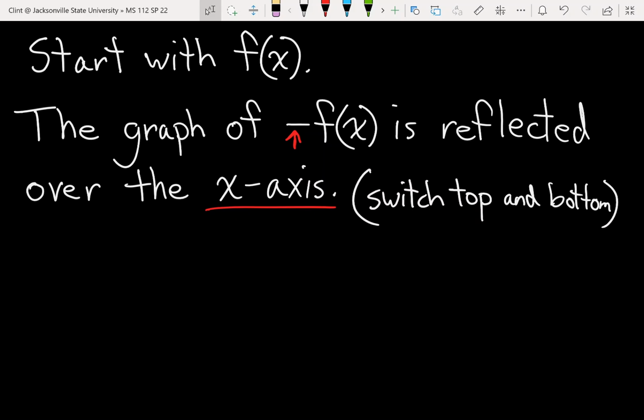And if you try to think your way through that, that's really not all that bad, because if we were getting a positive value for f of x, then when we put the minus sign out, that means we have a negative value. So it changes what we were getting as a positive y to a negative y. So it flips top and bottom. If we were getting a negative and we throw another negative out in front of it, it changes to positive. So it flips top and bottom.